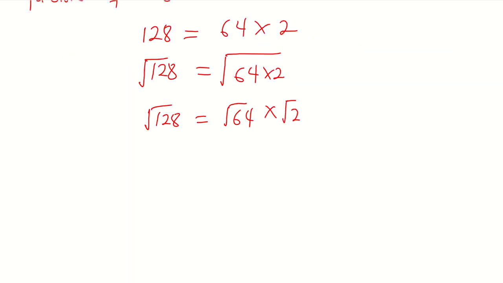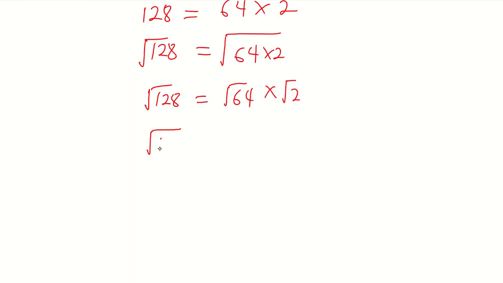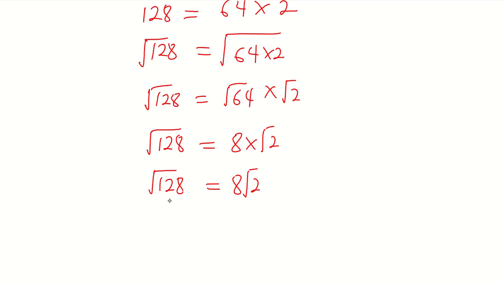Now, if we continue, square root of 128 is equal to, now square root of 64 is known to be 8, and square root of 2 remains the same. Now, from the properties of indices, if you have 8 times square root of 2, then we can write it as 8 square root of 2. So square root of 128 is the same thing as 8 square root of 2. That is in its basic form, reduced form, or simplest form.